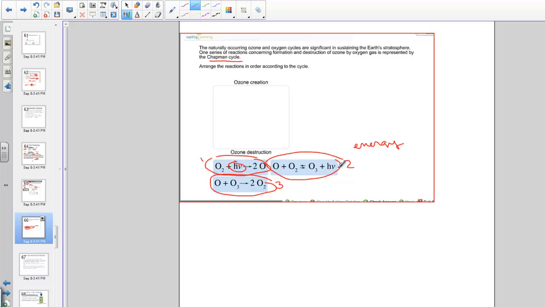If you see h-nu, this is Planck's constant times frequency. So instead of writing energy, they're writing its equivalent, h-nu. That's a packet of energy from the sun.